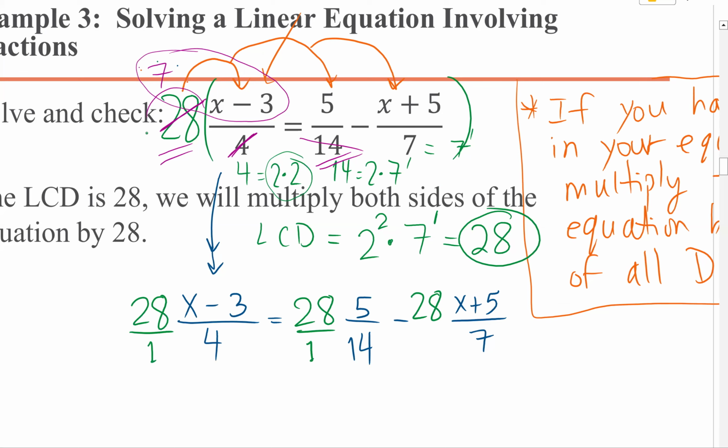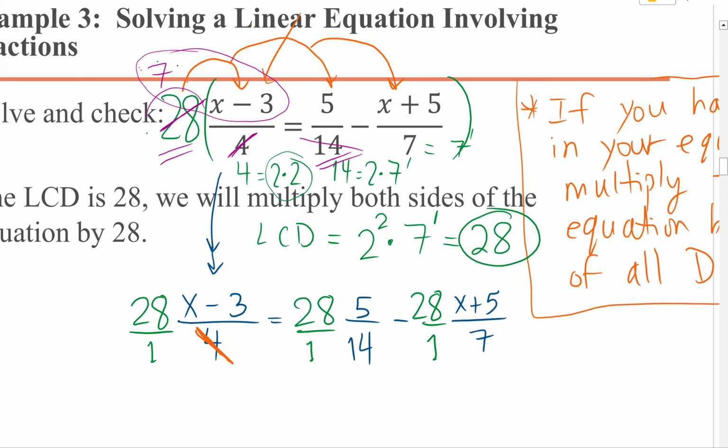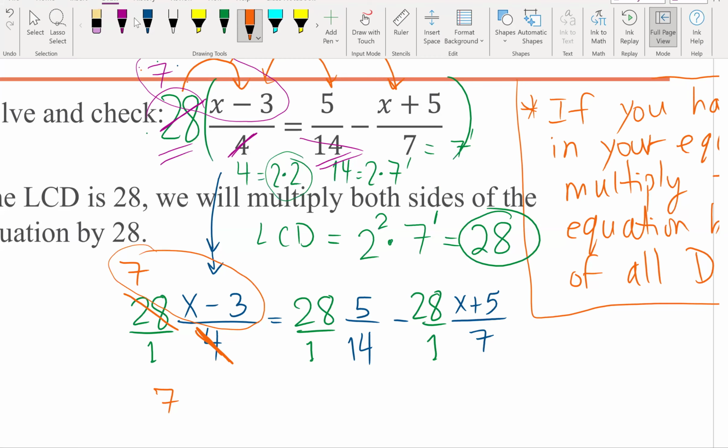And then just to make the reducing a lot more clear, I'm going to put the 28 over 1, because anytime you have a whole number, you're free to make it over 1. And now I feel more comfortable reducing. 4 goes into 28 7 times. So this term will just become 7 multiplied by x minus 3. Maybe I'll just keep it the same color.